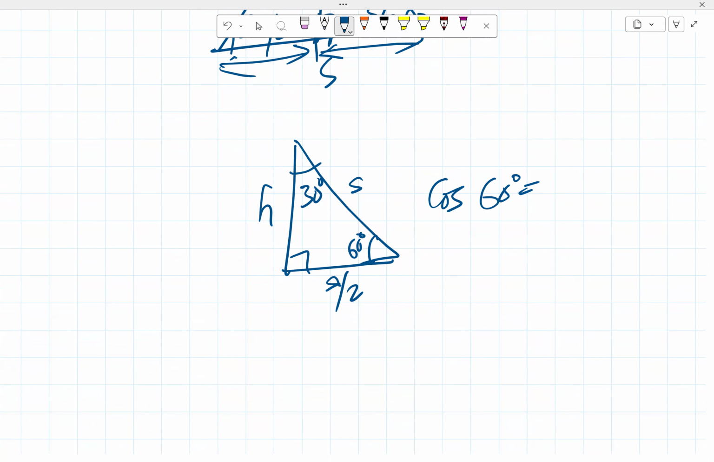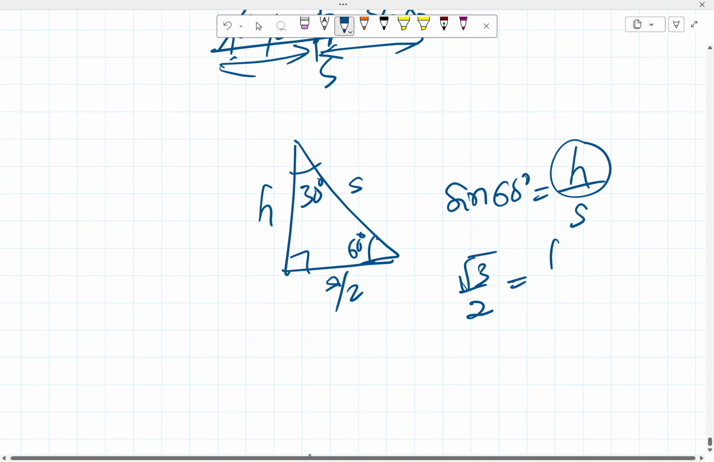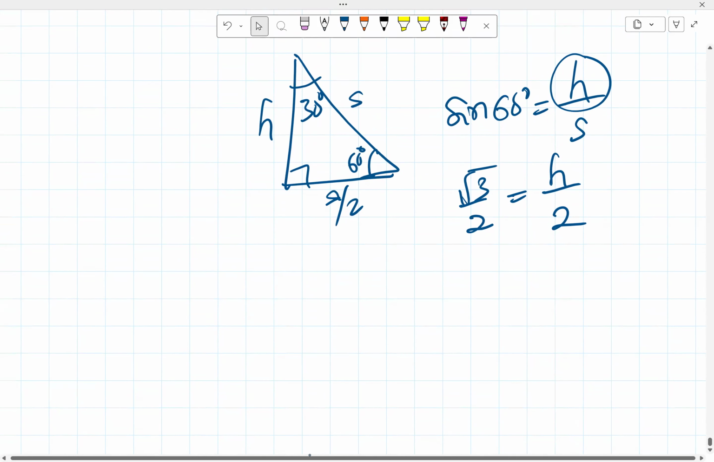Okay, we need the height, right? So opposite over hypotenuse, that's sine. So sine 60 degrees, that's opposite, H, over hypotenuse S. And we need H now. Sine 60 degrees is root 3 over 2. I did that much under the trigonometry playlist.